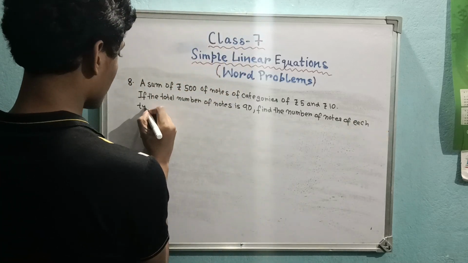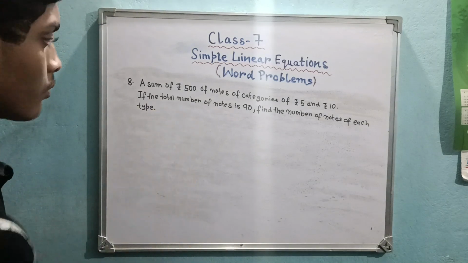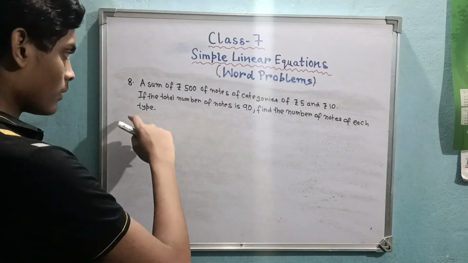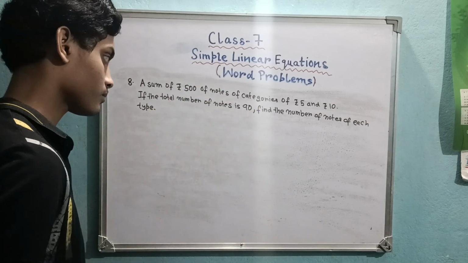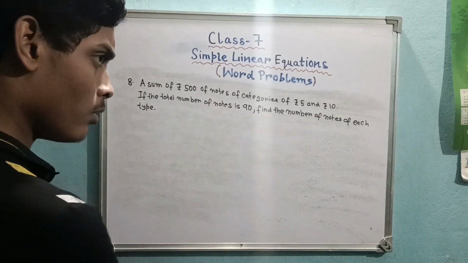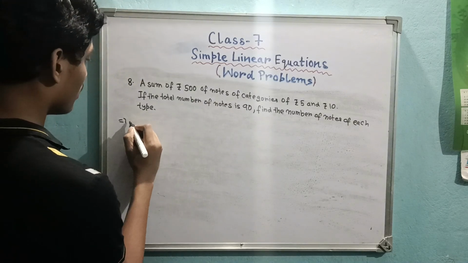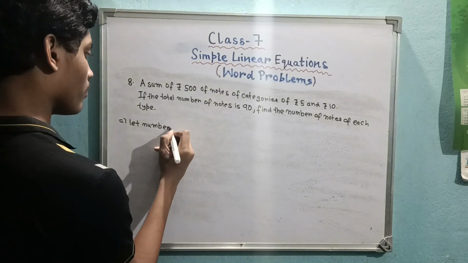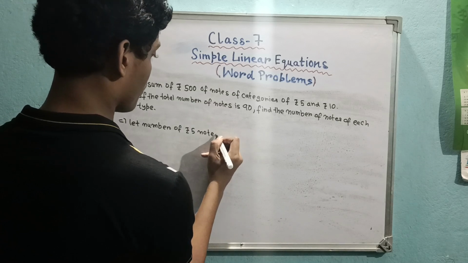Okay, very good. No need to panic. Let's just read out the question and discuss it. We have a total of 90 notes which comprise rupees 5 notes and rupees 10 notes. We have to find, among these 90 notes, how many are rupees 5 notes and how many are rupees 10 notes. So let the number of rupees 5 notes be x.